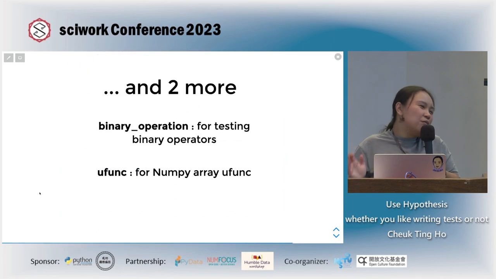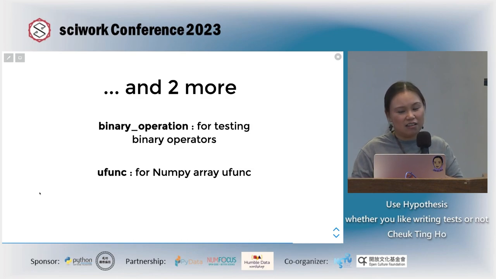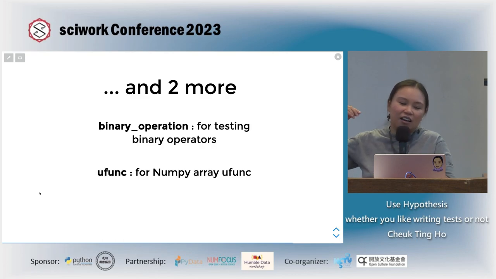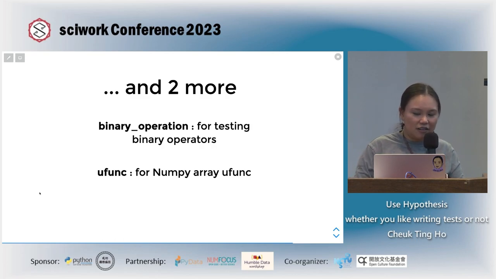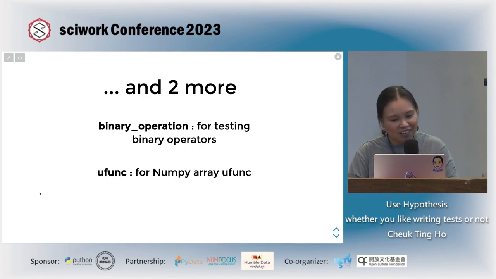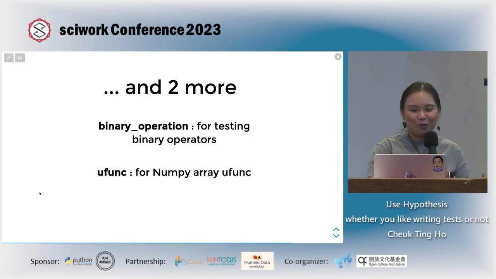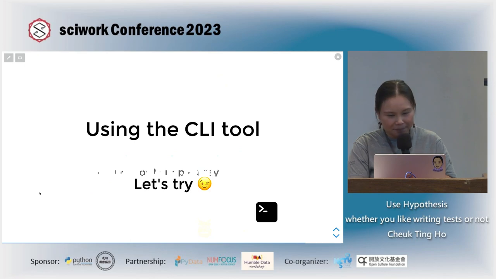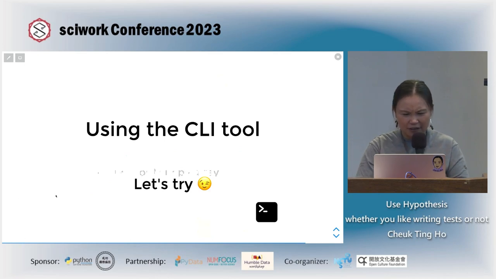And there are some more niche ones. For example, binary operations: if you write your own binary operations, you can use it. The other one is especially for the NumPy array functions, the ufuncs. But I don't think I would write a ufunc myself, so I don't know when I'm going to use it. So let's have a look at it in action.